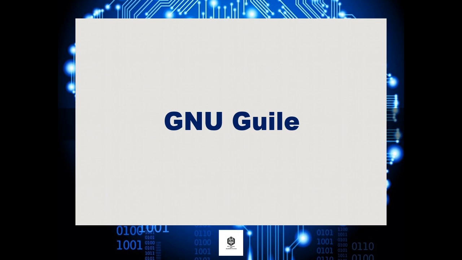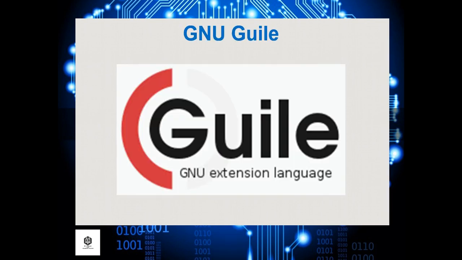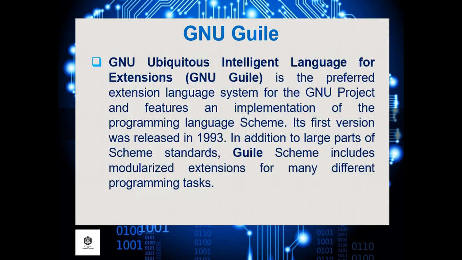GNU Guile. GNU Ubiquitous Intelligent Language for Extensions or GNU Guile is the preferred extension language system for the GNU project and features an implementation of the programming language Scheme. Its first version was released in 1993.